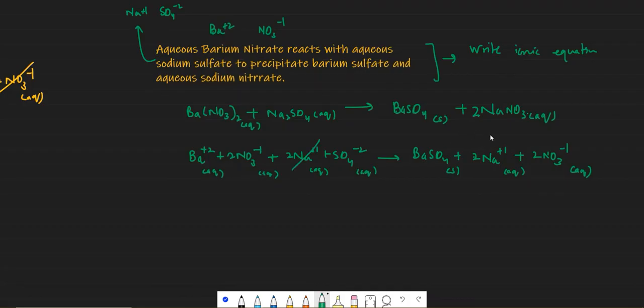Okay, cancel the spectator ions, and you are left with barium 2+ plus sulfate 2-, forming barium sulfate. Don't forget to write the states. Often they carry 1 mark. So that's how you write an ionic equation.